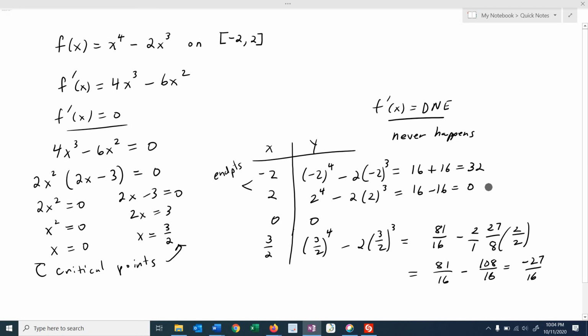Now look, after you've done that, all you're going to do now is look at the y values that you have here. We know that the absolute maximums and absolute minimums must occur either at the endpoints or the critical points. And we found all of those and their corresponding y values. So now it's just a matter of finding out which one is the largest y value and which one is the smallest. Well, the largest y value is 32, so that is an absolute maximum. And then -27 over 16 is the absolute minimum.